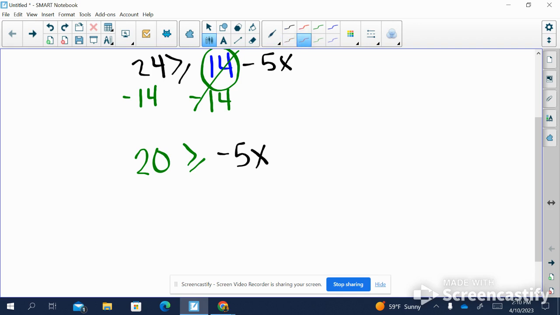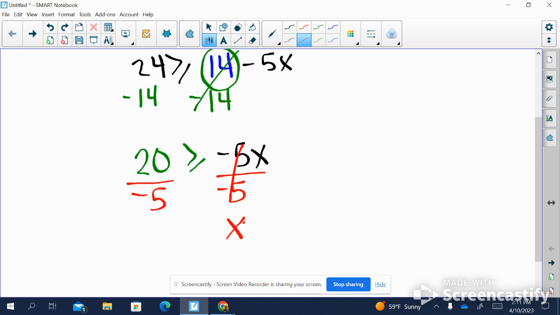Finally, to get the x by itself, I am going to have to take that -5 away from it, but I can't just subtract the -5 because that's not how it's related to the x. The -5 is multiplying the x. So to reverse multiplication, we're going to have to use division. I'm going to divide by a -5. So I'm dividing by a -5 on both sides because the division property of inequalities tells me what I do to one side of the inequality, I must do to the other side.